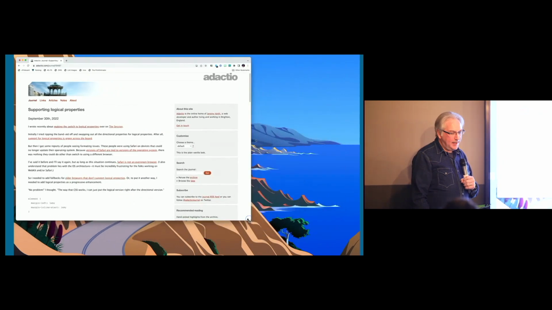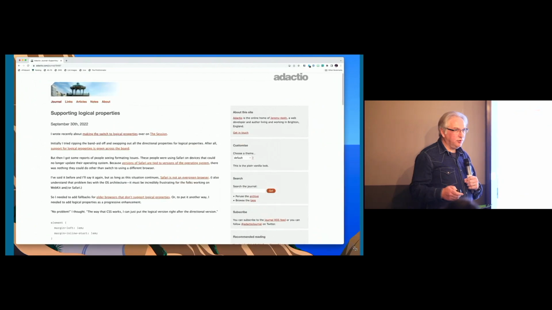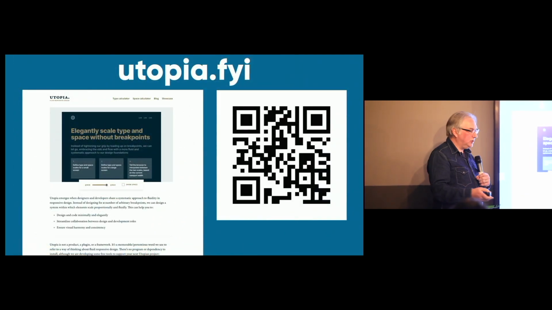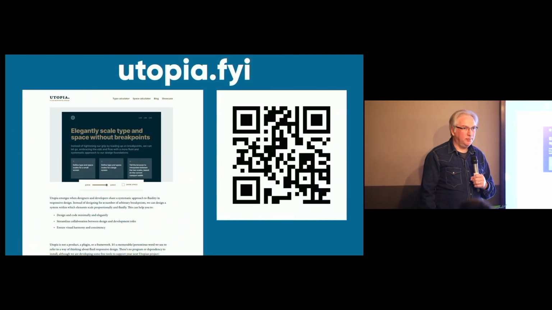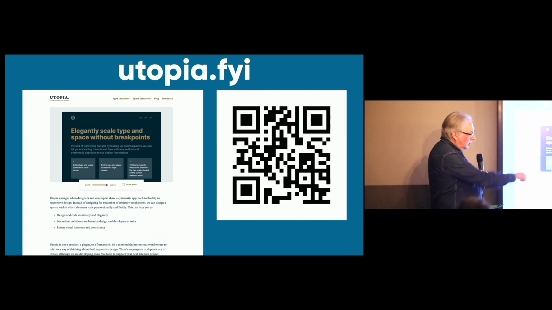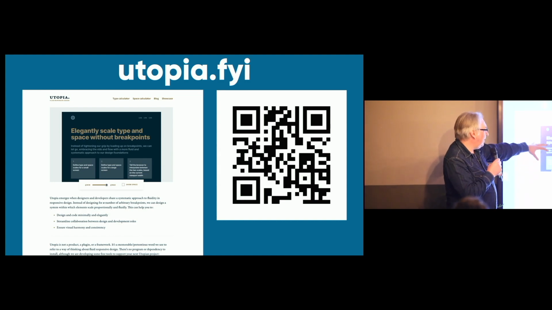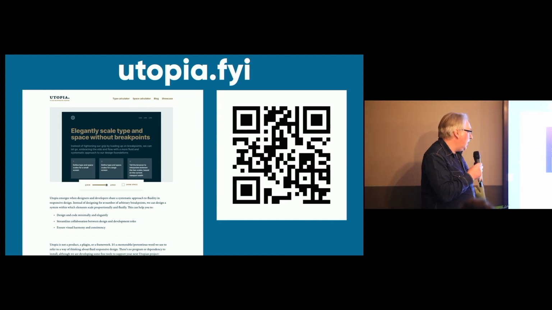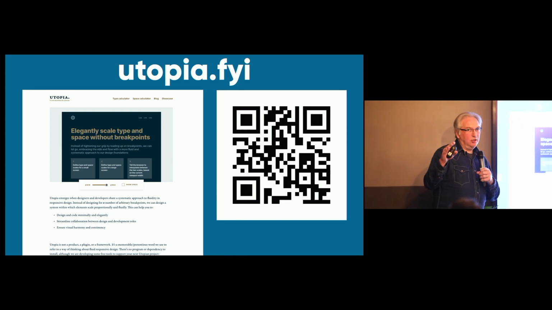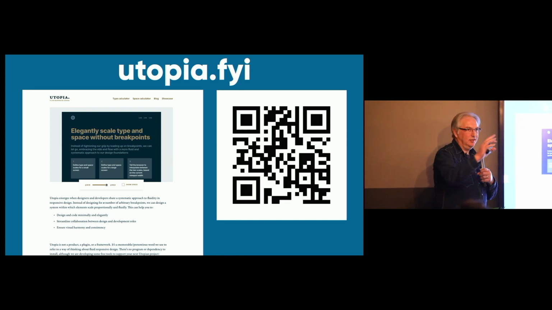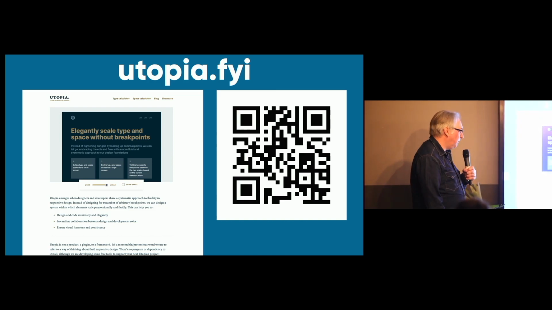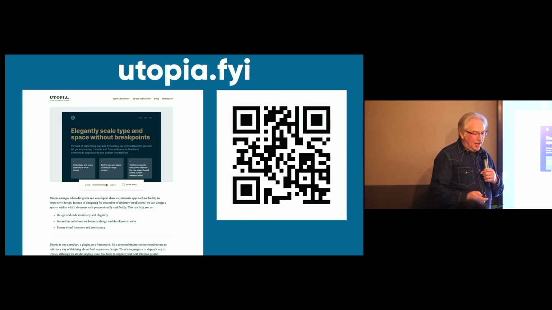If you like this idea of fluid type, I would highly recommend checking out this project, Utopia. There's the URL, or you can open up that QR code on your camera. Very much about taking a scaled approach to typography, to spacing, elegantly scaled type and space without breakpoints. Full disclosure, this started life at Clear Left. It's Tris Mudford and James Gilead came up with this. But it's well worth checking out.